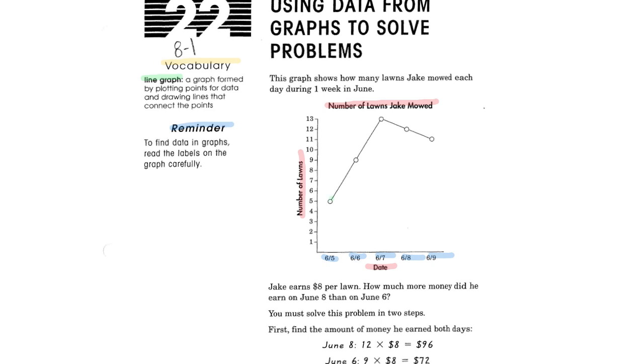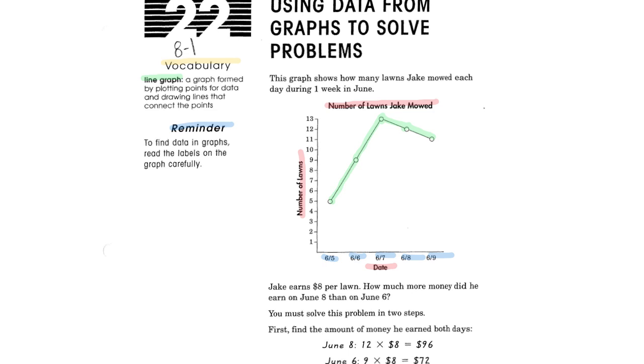On June 5th, he mowed 5 lawns. On June 6th, he mowed 9 lawns. On June 7th, he mowed 13 lawns. On June 8th, he mowed 12. And on June 9th, he mowed 11 lawns. Then if you connect the dots, you now have a line graph.